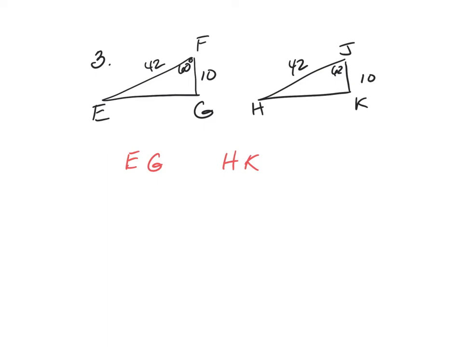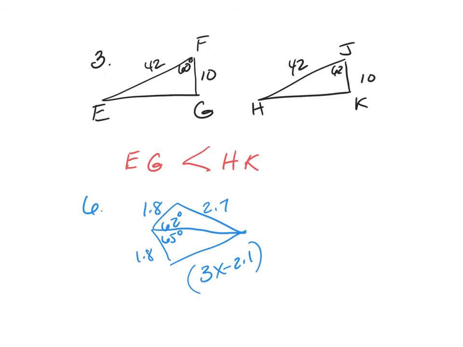Which side opposite that angle is going to be bigger? Is it going to be the one with the 62 or the one with the 60? 62. Yeah. So I say that HK is bigger than EG. So on this one, we know that this side here is equal to this side here. So we put the tick mark, and we know that this side is equal to itself, right?